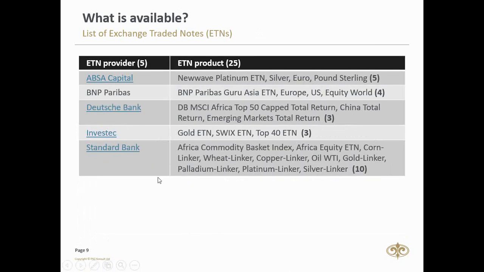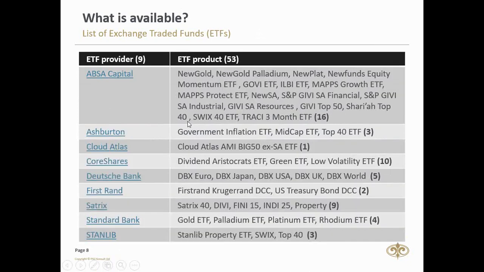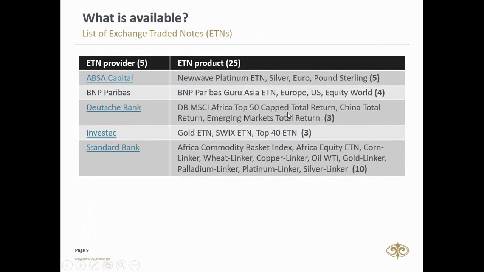When we look at exchange traded notes, you can see there are 5 exchange traded note providers, and there are 25 ETN products, and most of these are commodities, platinum, silver, and exposure to the markets itself. This is Asia, as opposed to going to the DBX trackers. This is euro and things like that. So you can build up a nice diverse portfolio. If you want to have geopolitical or geographical exposure, you can build up a nice little portfolio just having exposure offshore. And then Standard Bank have a whole range of different commodities. You can see copper, wheat, silver, and things like that.